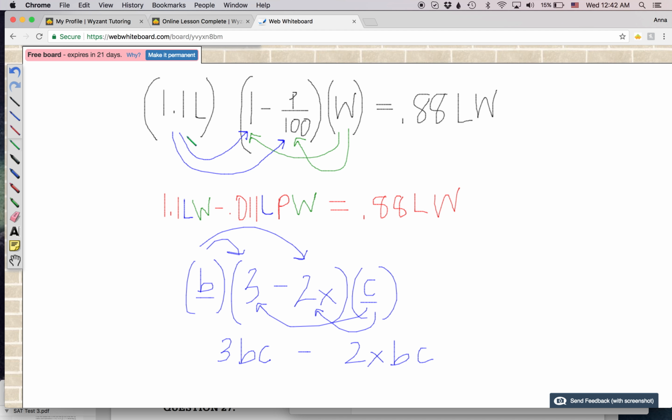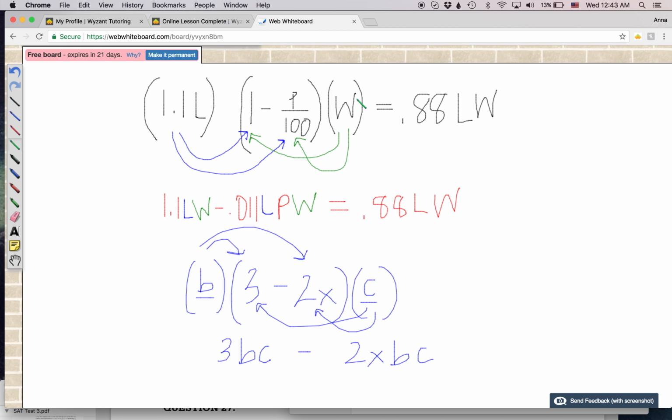We multiply 1.1L times 1, and there's a 1.1. The L shows up in blue because that's how it got there. Then you see we multiply that 1.1L times the negative p over 100, and the L shows up in blue, along with the 0.011, because we multiplied 1.1 times the p over 100. So the p's there, the 0.011 is there, and the L is there from that blue arrow.